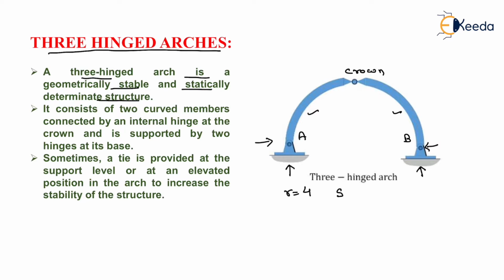Now we want to calculate the total number of equilibrium equations. It will be equal to 3 plus 1. The 1 is because of the internal hinge present at the crown. At the crown, the net moment will be equal to 0, so we will have one additional equilibrium condition, that is moment about the internal hinge at the crown equals 0. Now the external static indeterminacy will be equal to R minus S, which is 4 minus 4 equals 0. So a three-hinge arch is a statically determinate structure.